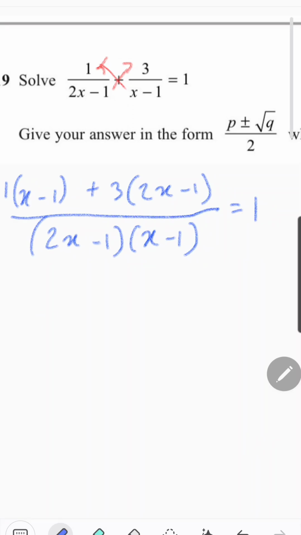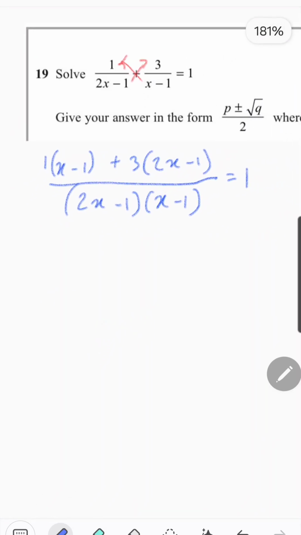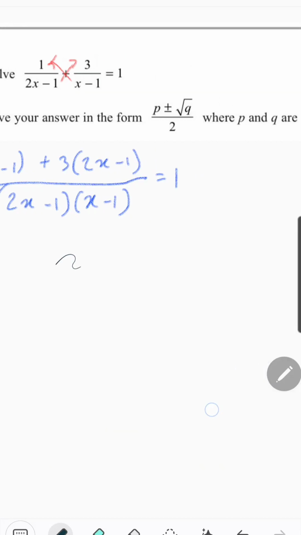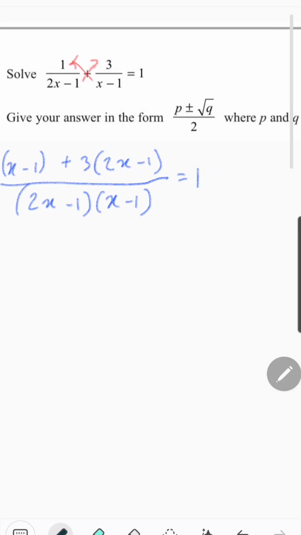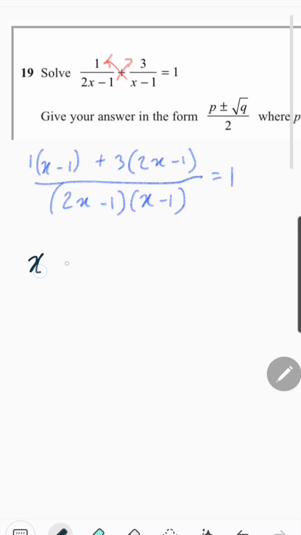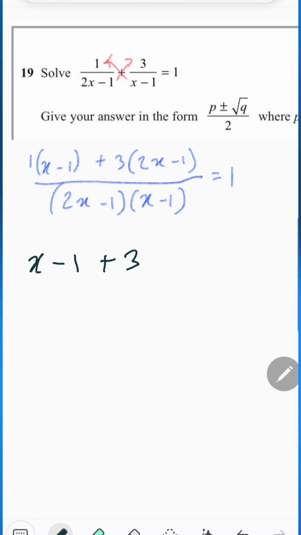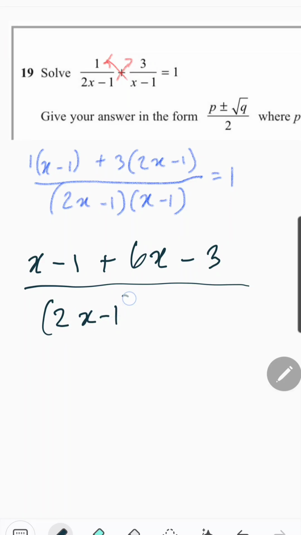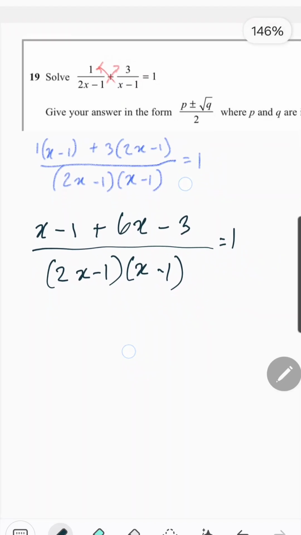So expand the top. What do you get? So on the top you get x minus 1 plus 6x minus 3, all over. Don't expand the bottom just yet. We're going to move it to the other side by multiplying with that 1. Okay, so that's what you have.